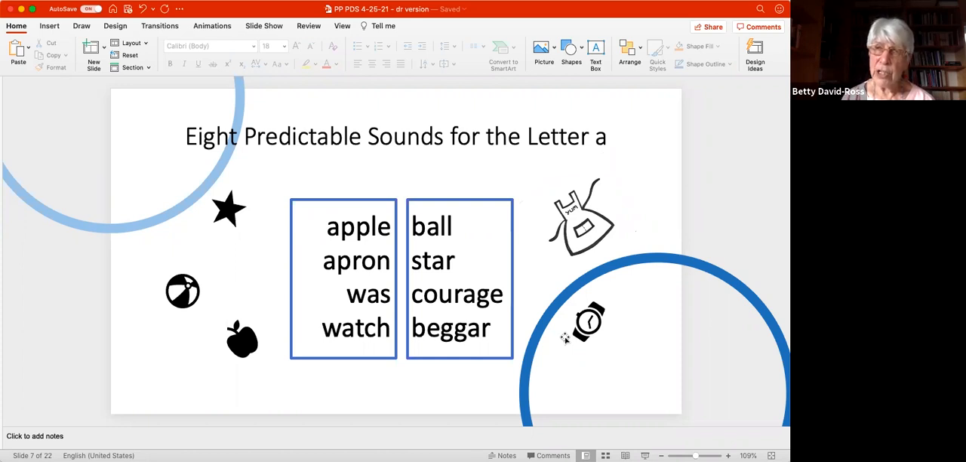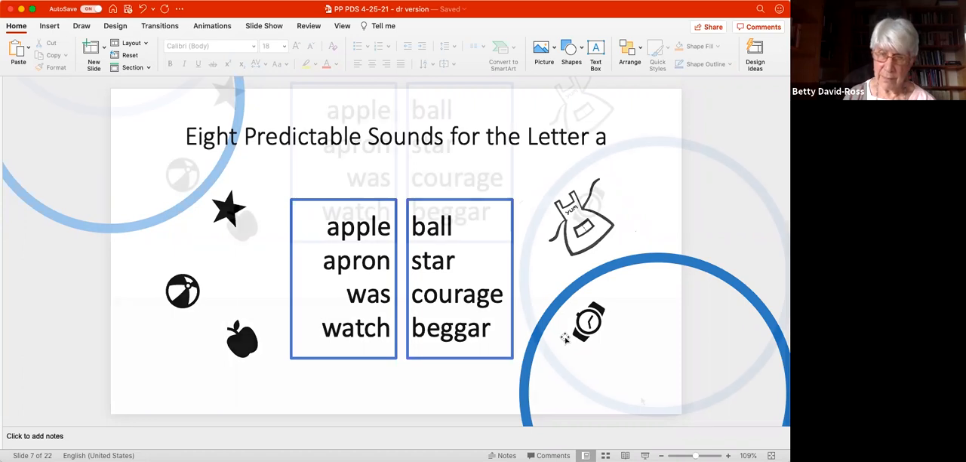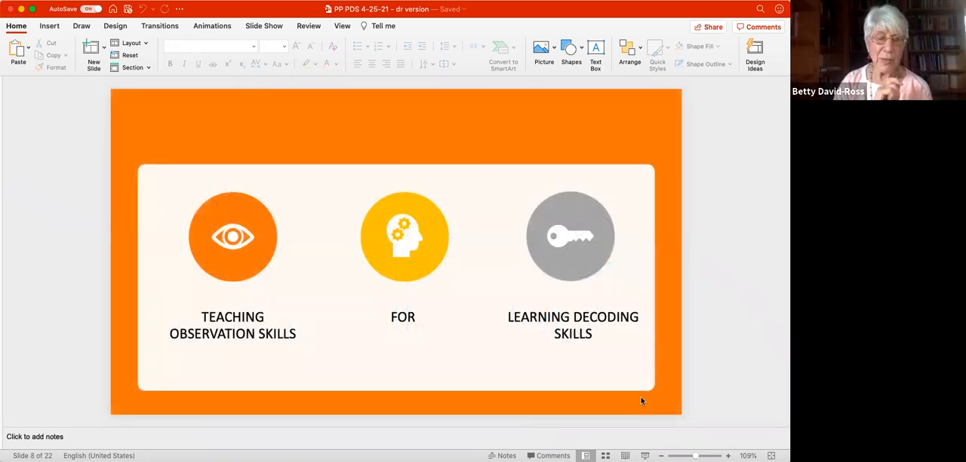Then courage, it's a short I, age. And beggar, we don't say beg-ar, we say beggar. All right, and again, these are completely predictable. There are rules for them. Okay. As you can tell, this method is a method of teaching observation skills for the purpose of learning decoding skills.